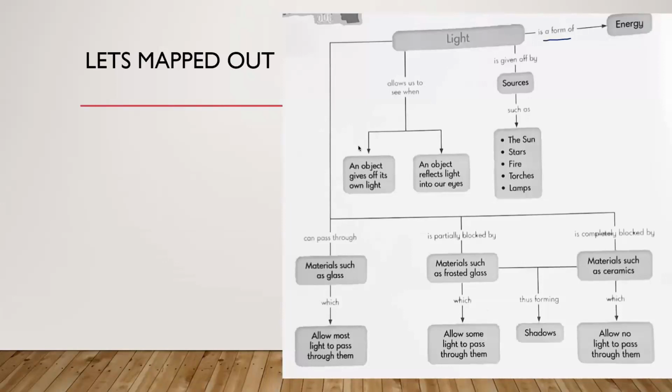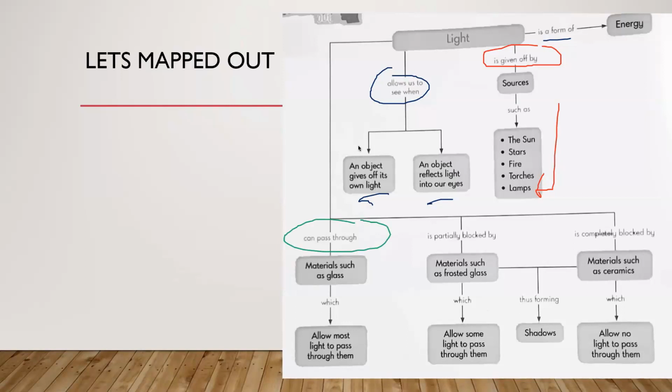Light allows us to see when an object gives out its own light, or when an object reflects the light into our eyes. Light is given off by sources such as the sun, the stars, fire, torches, and lamps. Light can pass through materials such as glass, which allow most light to pass through them, also known as transparent material.